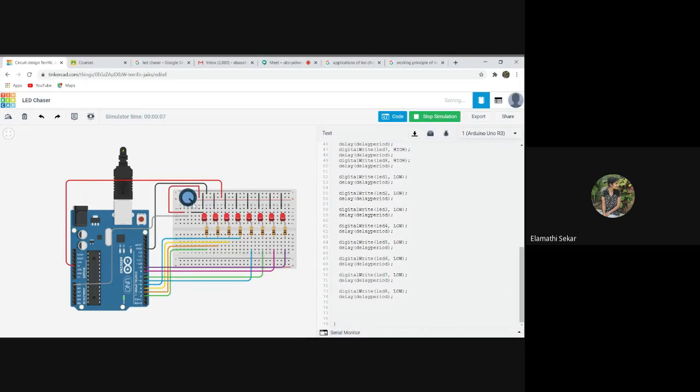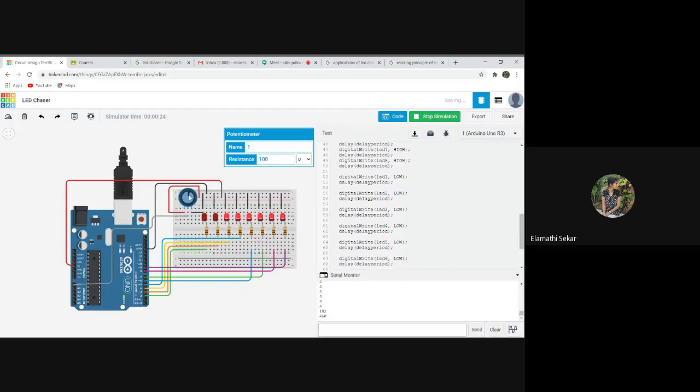This is now the value of the potentiometer is 0. When I am increasing my potentiometer value, like you will see it in the serial monitor, the delay is also increasing. When we are moving it to the maximum range, the value increases, and when we are making it slow, the delay is more than normal.